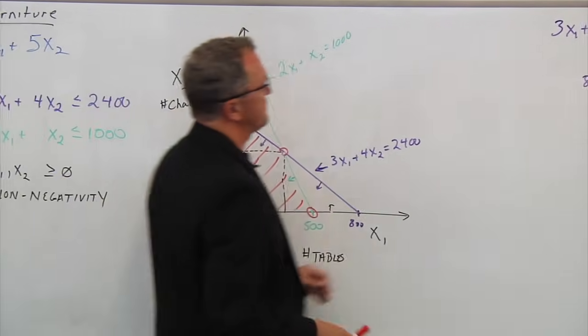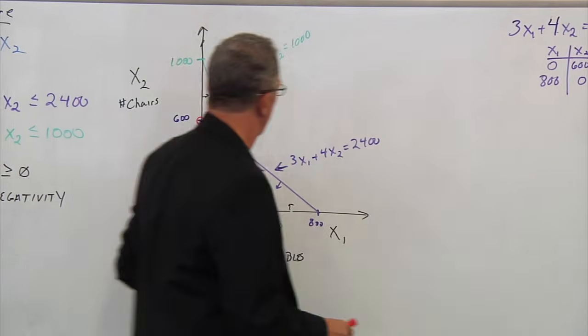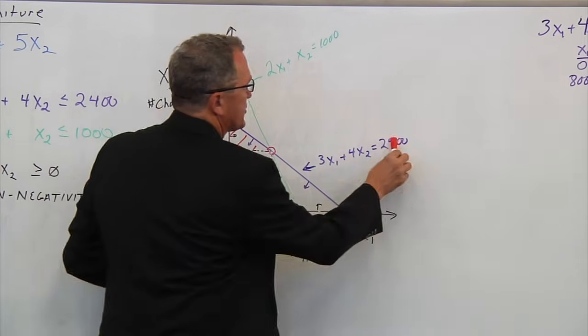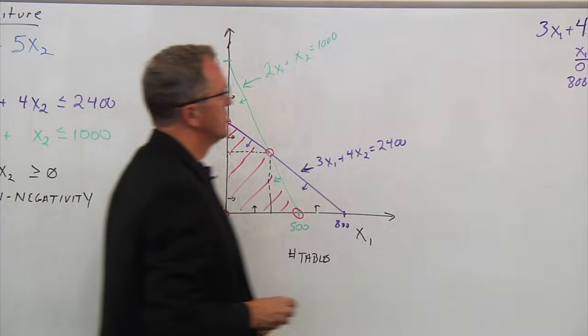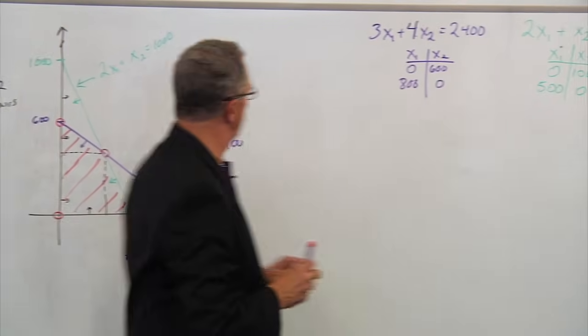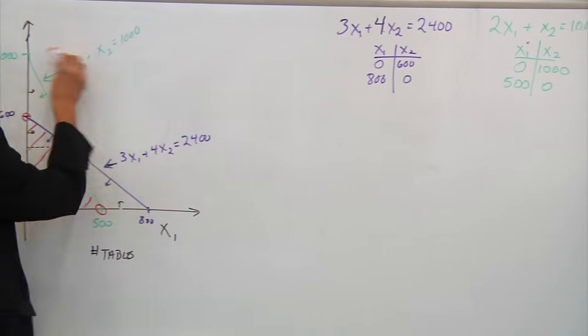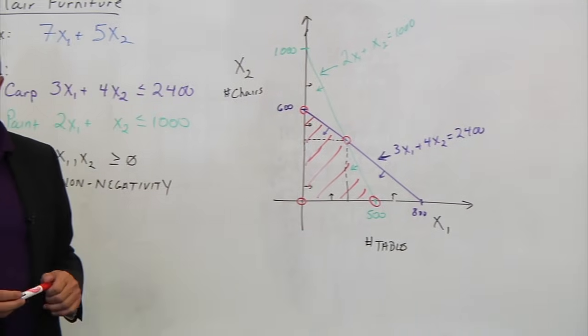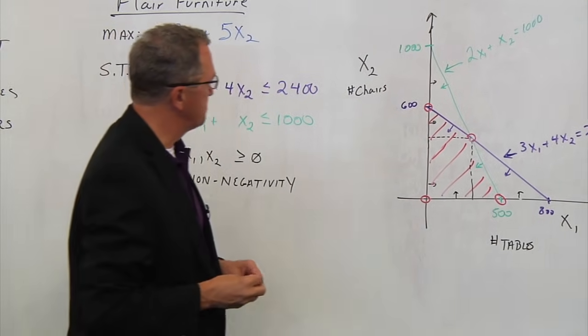We found 2 points on the line and plotted it. Everywhere on this line, we're using 2,400 hours. We found 2 points on this line, we plotted it. Everywhere on this line, we've used 1,000 hours of paint.